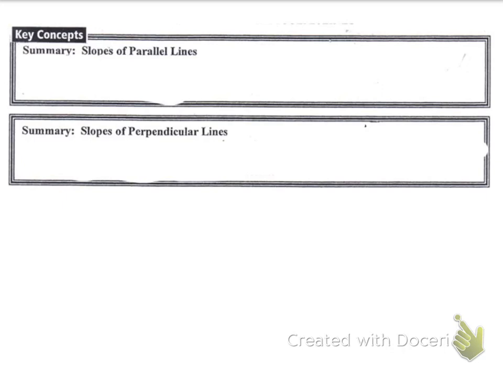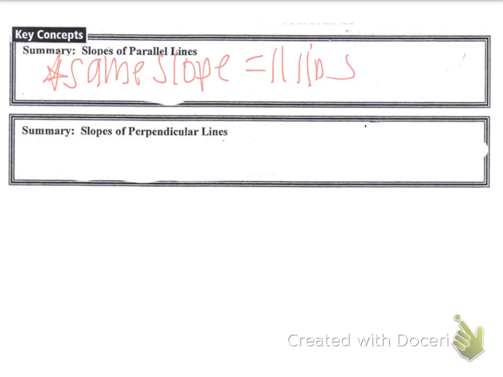Here's what we know. If two non-vertical lines are parallel, their slopes are equal. So here's kind of our big idea. If we have the same slope, we have parallel lines. Any vertical lines are parallel. So if you have the same slopes, you have parallel lines. Wow, that did not write well.